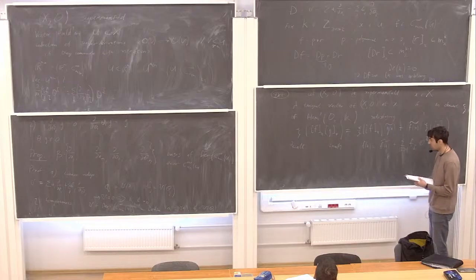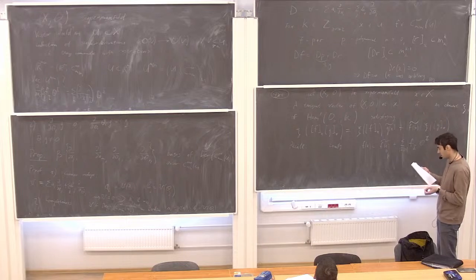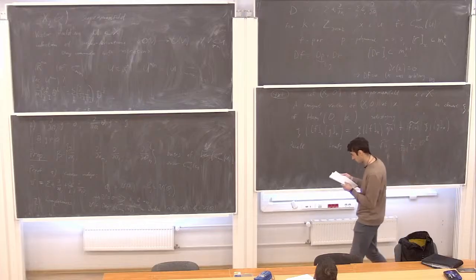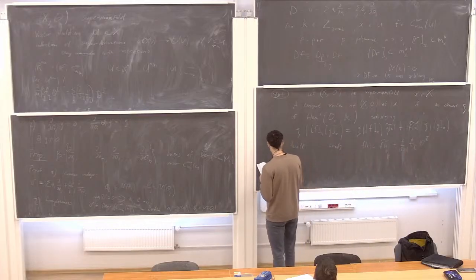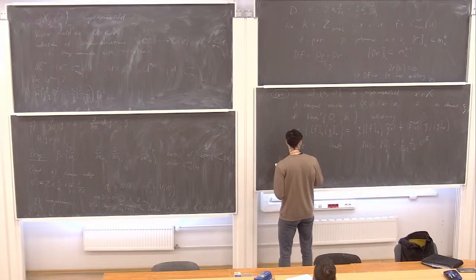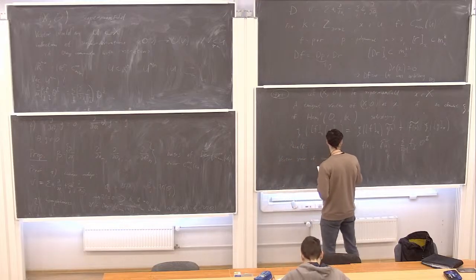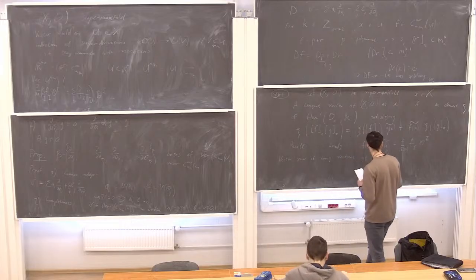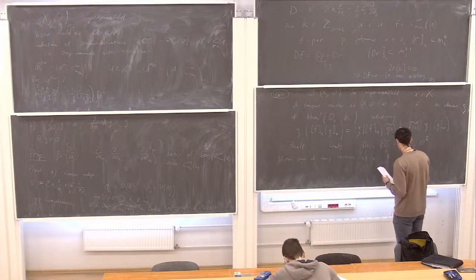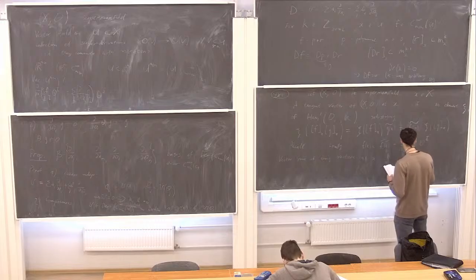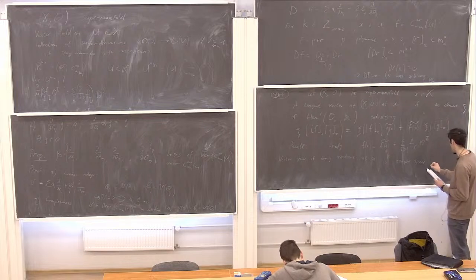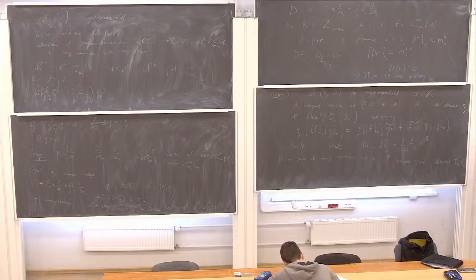Okay, and so this forms a vector space over K, and this vector space we call the tangent space. It's just the vector space of tangent vectors at x, the tangent space. And it's denoted as usual T_x X.